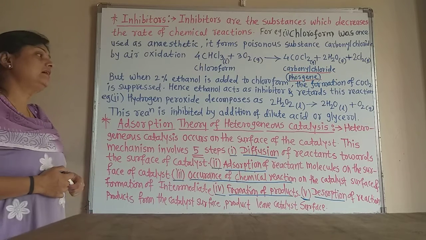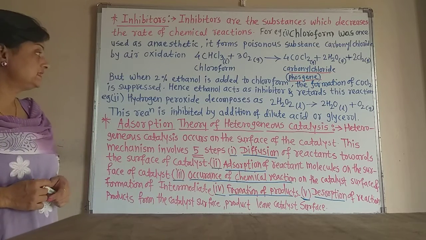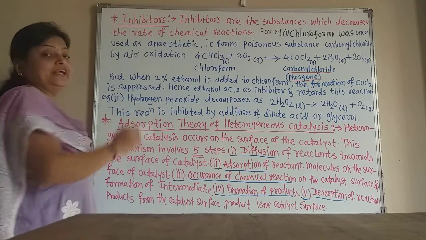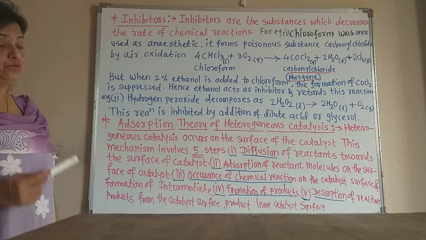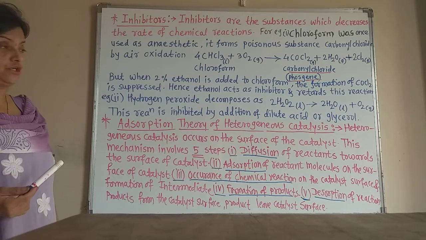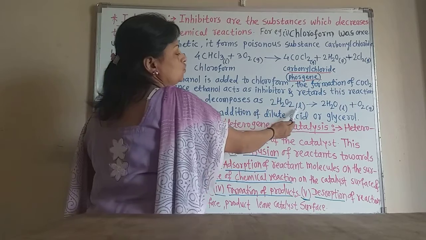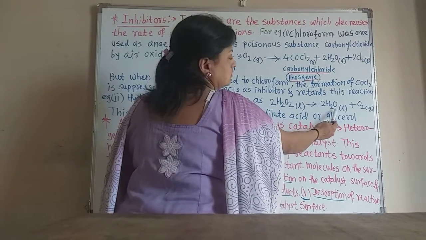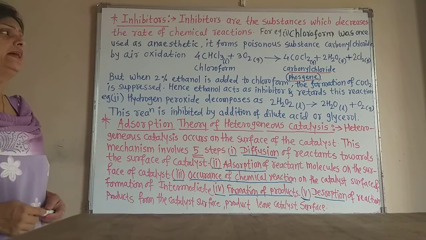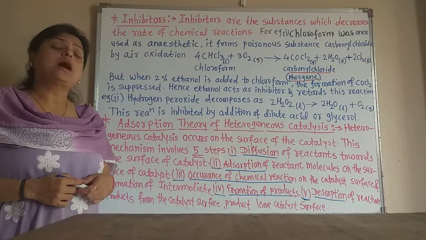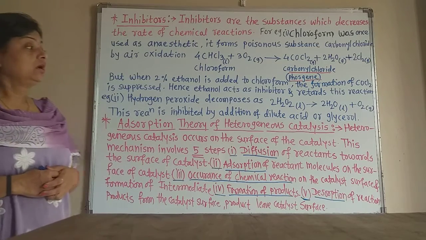Now, a second example we can give for the inhibitor is hydrogen peroxide, H2O2. When decomposed, it gives oxygen and water. We know that. Now, this is hydrogen peroxide, H2O2. 2H2O2 liquid gives 2H2O, water, plus oxygen gas. We know that after the decomposition of hydrogen peroxide, there is formation of water vapor and oxygen.